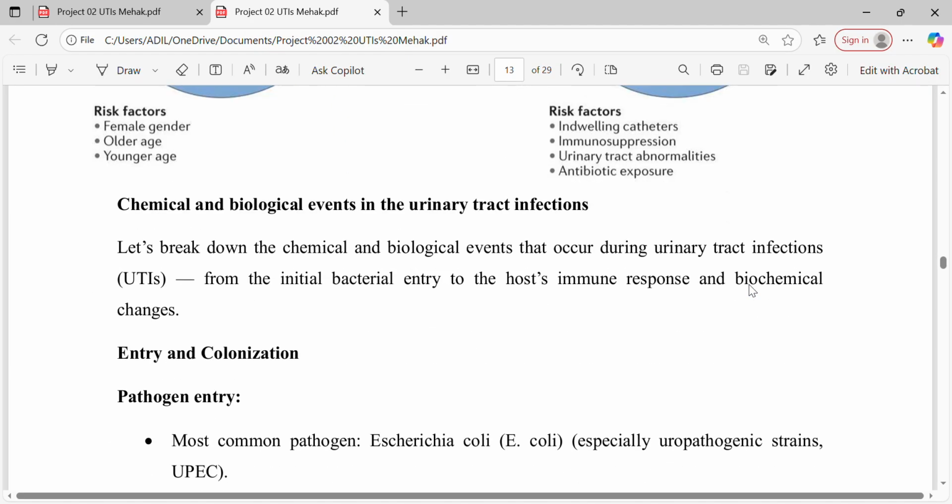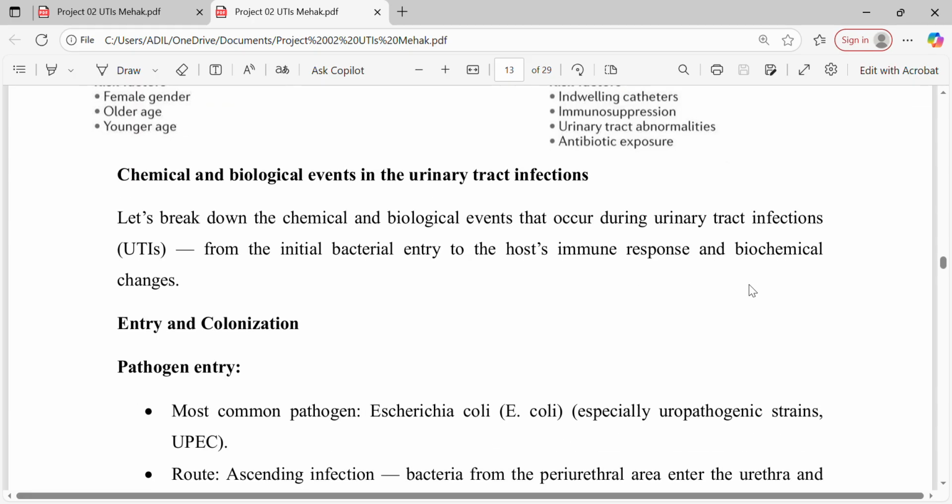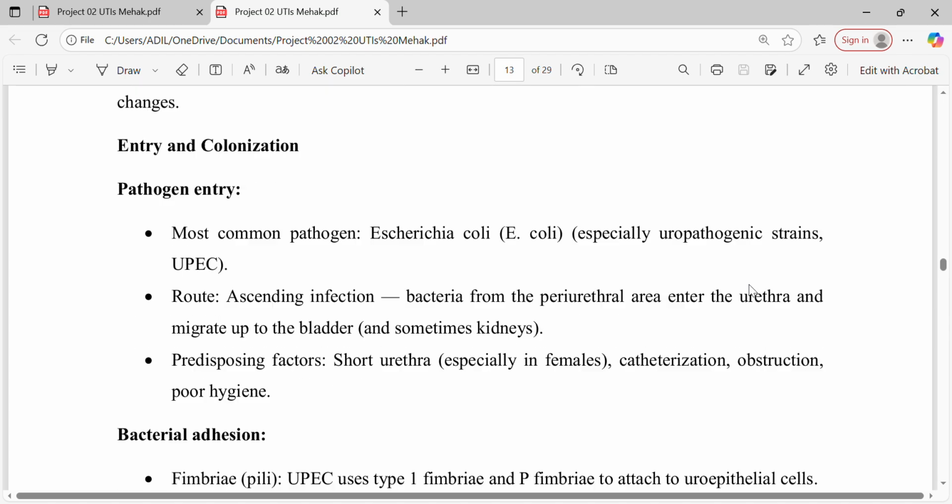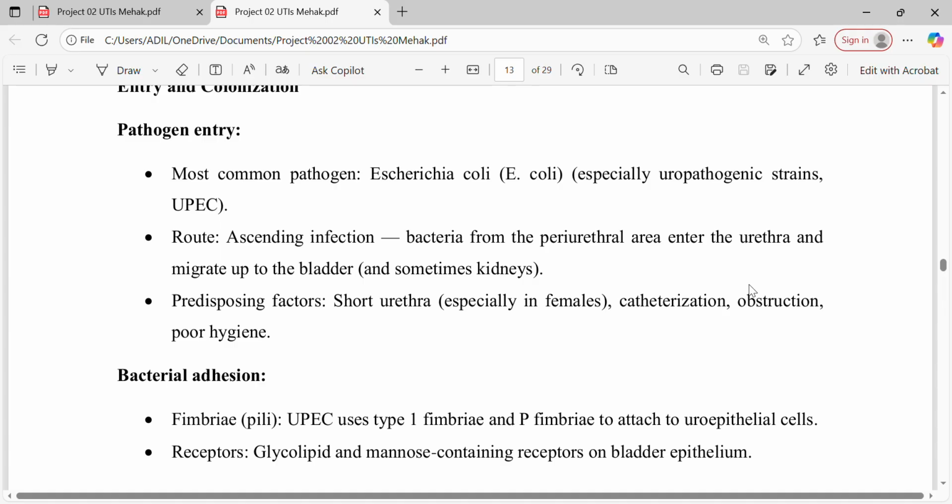Chemical and biological events in urinary tract infections. Let's break down the chemical and biological events that occur during urinary tract infections, from the initial bacterial entry to the host immune response and biochemical changes. Entry and colonization. Pathogen entry. Most common pathogen: E. coli, especially uropathogenic strains. Route: ascending infection, bacteria from the periurethral area enter the urethra and migrate up to the bladder and sometimes kidneys. Predisposing factors: short urethra, especially in females, catheterization, obstruction, poor hygiene.